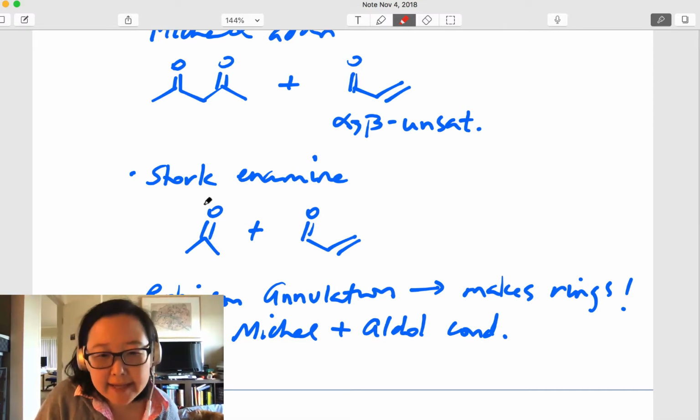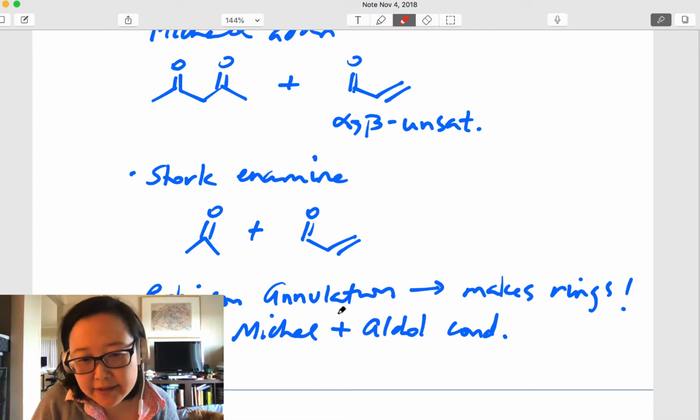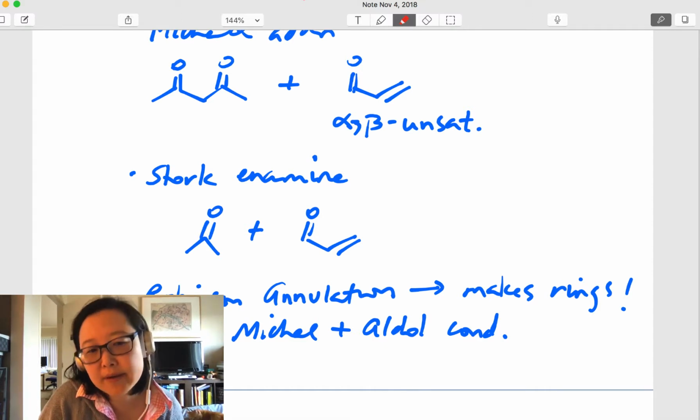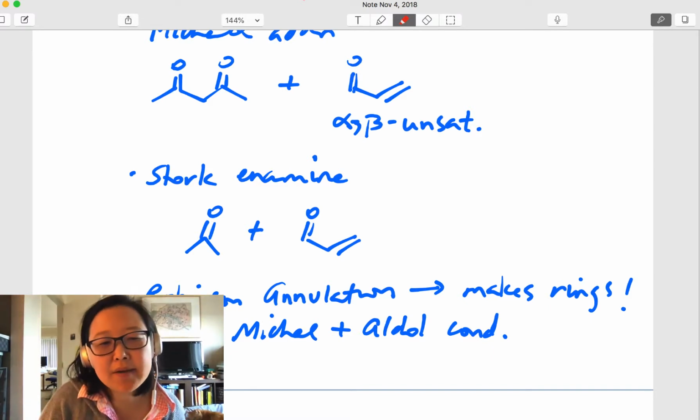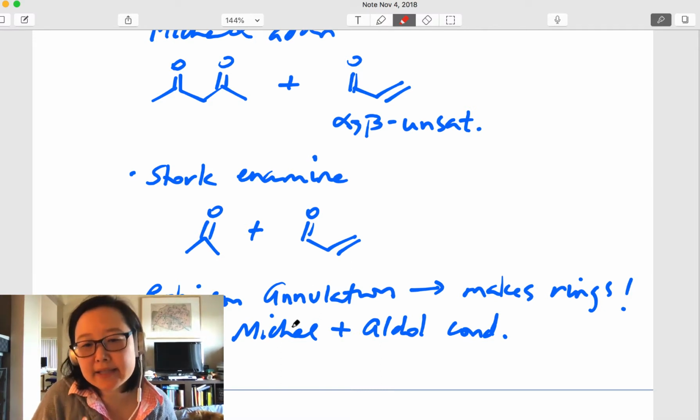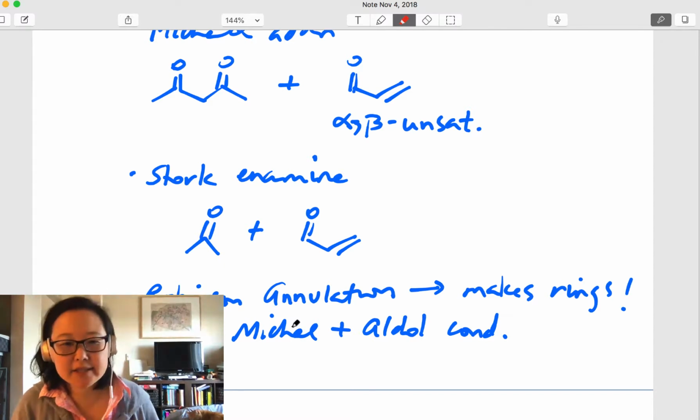All right, and our last reaction we covered was Robinson annulation. That's where we have some kind of a carbonyl group and it attacks 1,4 to this conjugate system, and once you have that added on, you could do an aldol to close it up into another ring. So that's called Robinson annulation, and it's a Michael addition plus an aldol condensation.